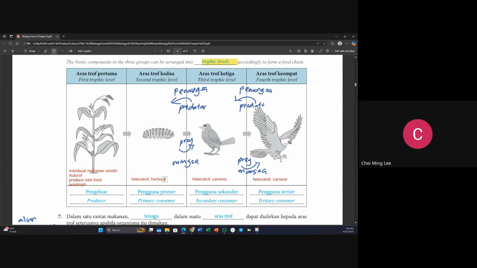Then the second trophic level is normally heterotroph, and normally they are herbivores because they eat plants. But sometimes it can be omnivore as well, like a mouse. The small size omnivore can be categorized in the second trophic level as well.